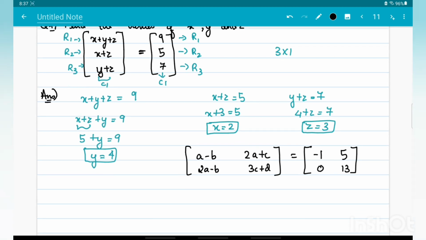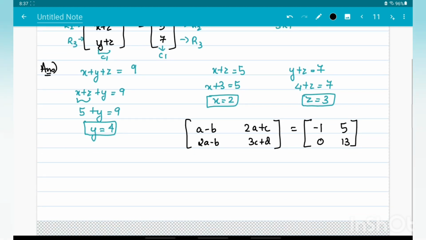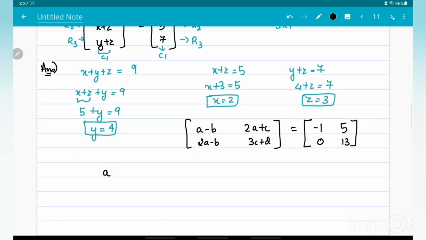Since the matrices are equal, you just have to equate the corresponding elements. That is, a minus b will be equal to minus 1, 2a plus c will be equal to 5, then 2a minus b will be equal to 0, and 3c plus d will be equal to 13. I've equated the corresponding elements, and now I just have to solve these equations and find the values of a, b, c and d. That is how you solve these types of questions.